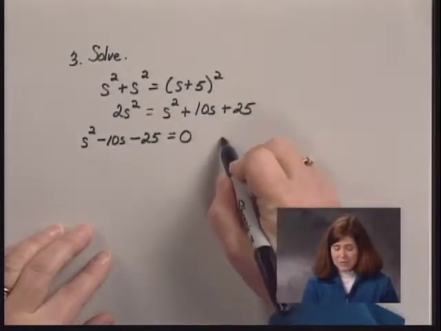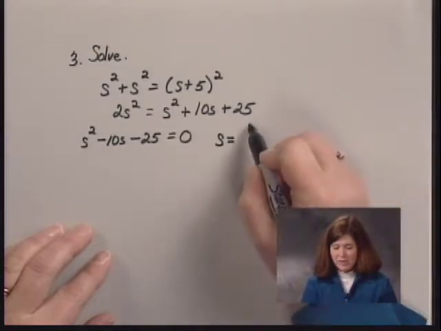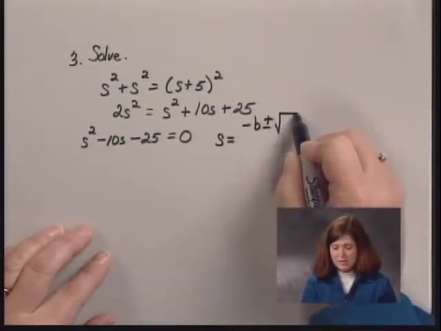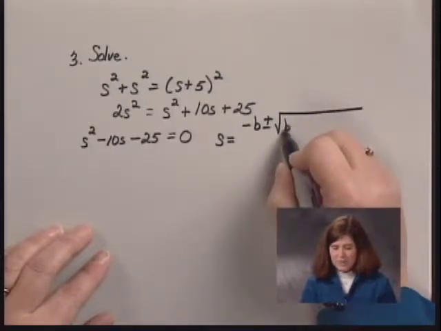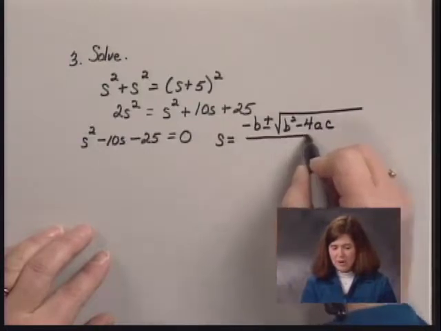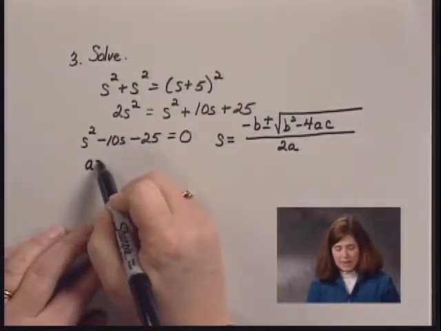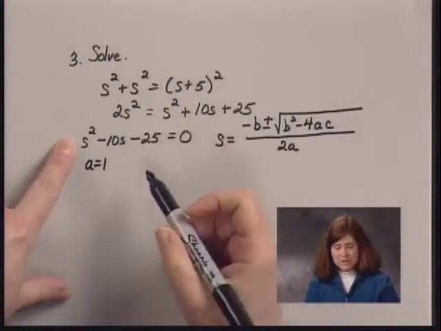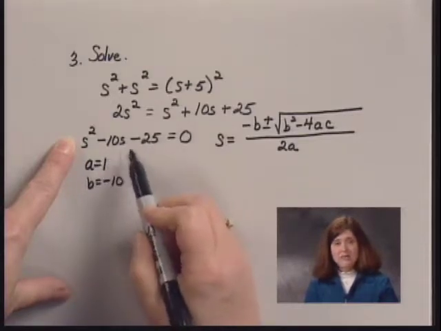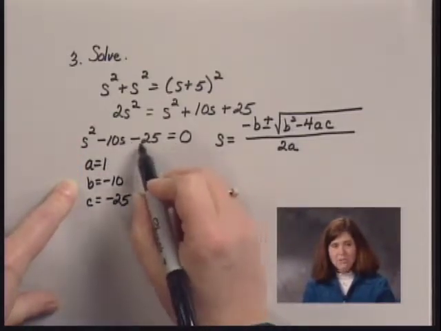The quadratic formula states that in this case the variable s is going to equal the opposite of b plus or minus the square root of b squared minus 4 times a times c, all over 2 times a. And here a is 1 because s squared is 1 times s squared. b is negative 10 from the negative 10s, and c is negative 25 from the remaining term.